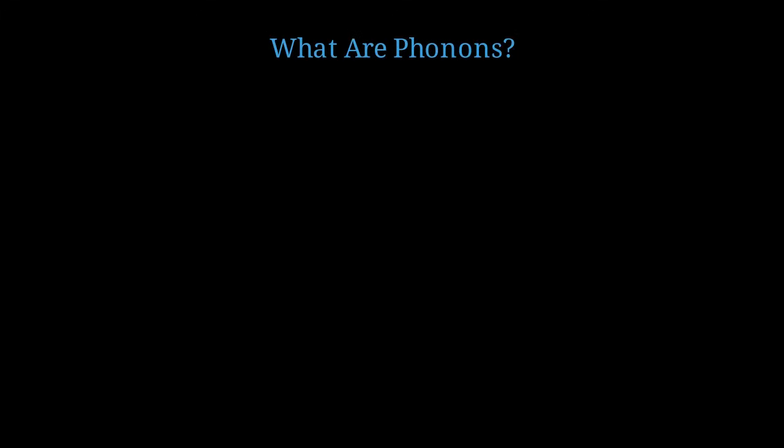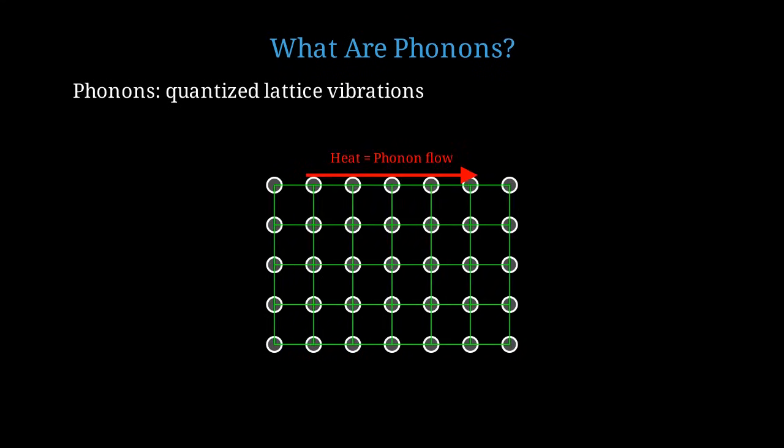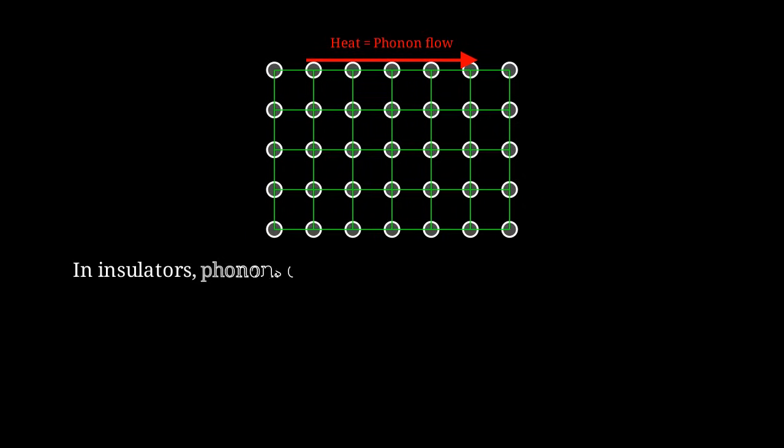Before we dive deeper, we need to understand phonons, because they are the primary carriers of heat in solids. Phonons are quantized lattice vibrations. When atoms in a crystal vibrate collectively, these vibrations can be treated as particle-like excitations called phonons. Here's a crystal lattice. The atoms are connected by bonds, and when one atom vibrates, it causes neighboring atoms to vibrate. This collective vibration propagates as a phonon, carrying thermal energy. In electrical insulators and semiconductors, phonons carry almost all the heat. Electrons play a minimal role.